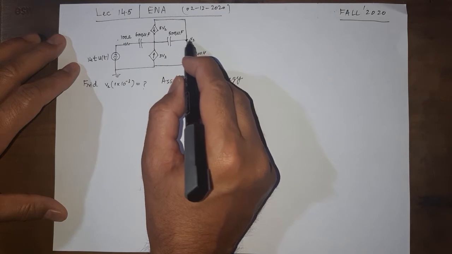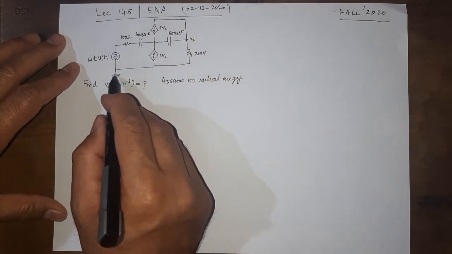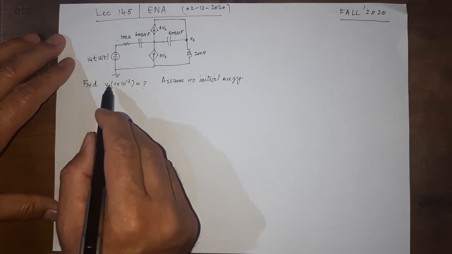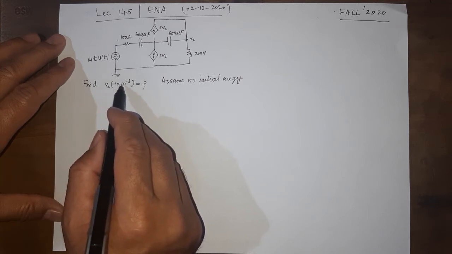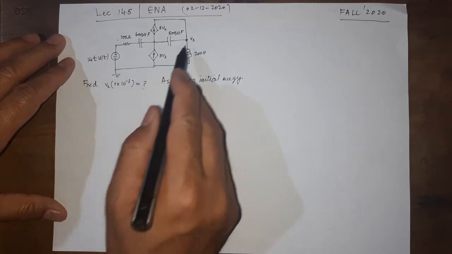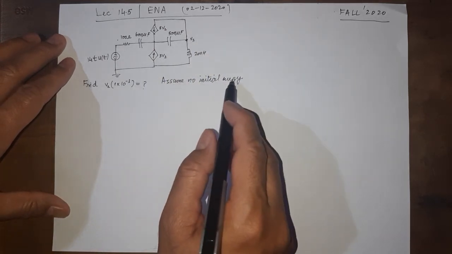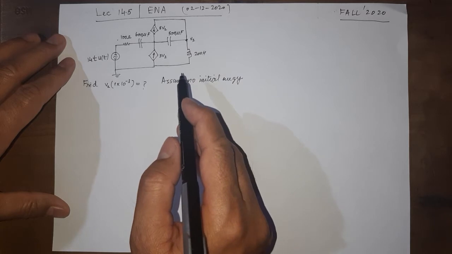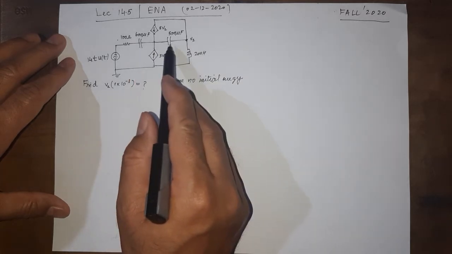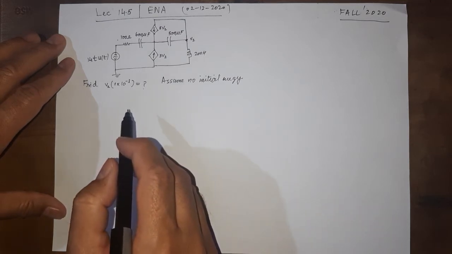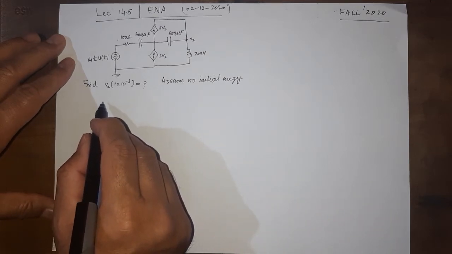Here this voltage is V2 with reference to this node, and the question says find V2 at t equal to 1 millisecond, the value of this voltage at 1 millisecond, and assume there is no initial energy stored in all the circuit. So no initial energy in the L's and C's. So how to do this?